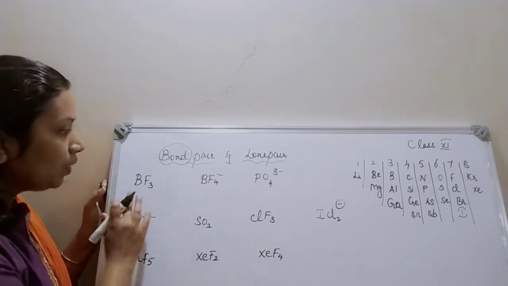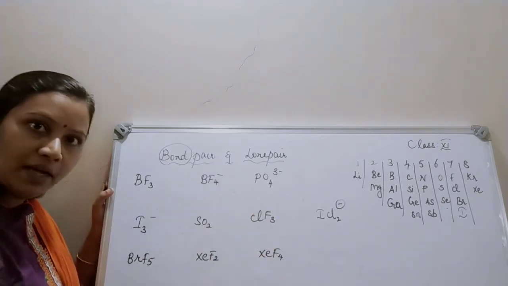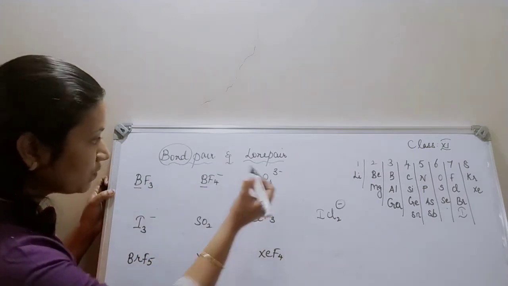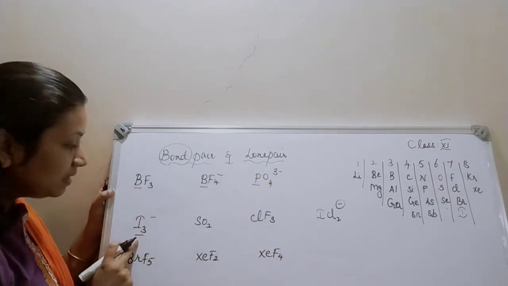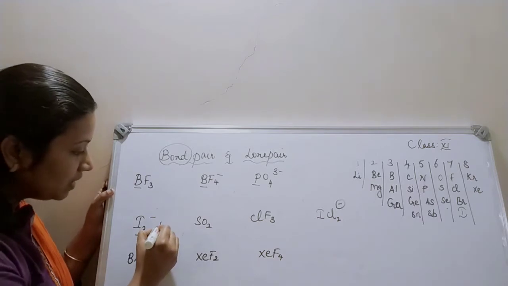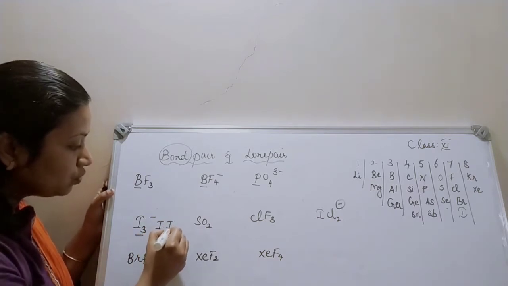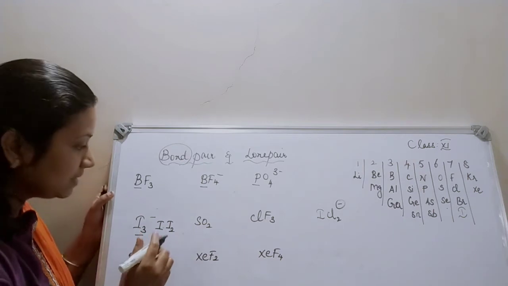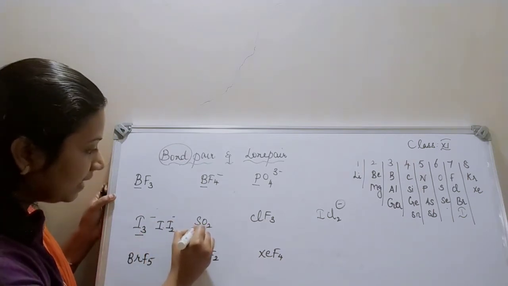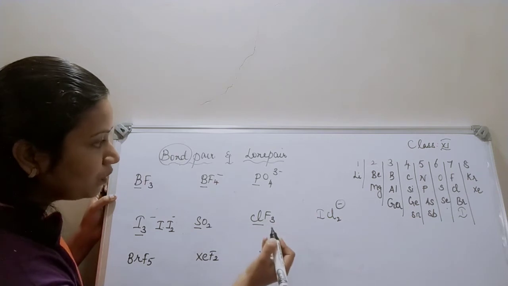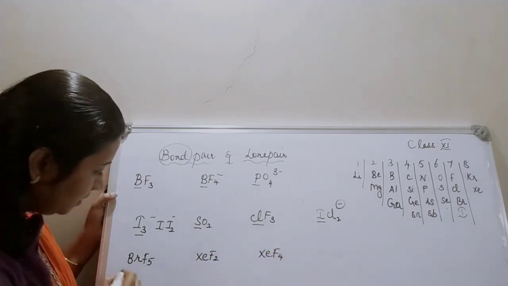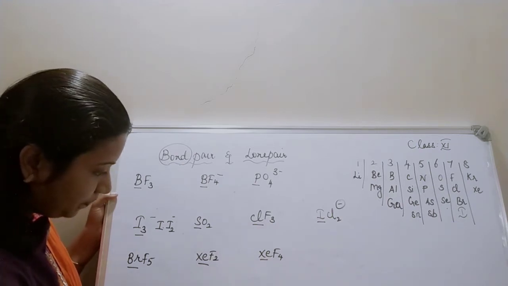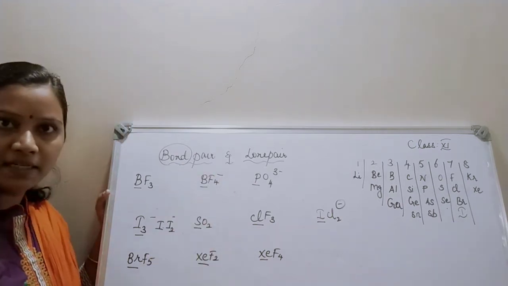Now, in these examples, we'll try to find out the central atom. Boron is the central atom. Here, phosphorus is central. Here, this I3 minus can be written as I2 minus. And here the central atom is sulfur. Here it is fluorine. Here it is iodine. Here it is bromine, xenon, xenon, xenon. So we have identified the central atom present.